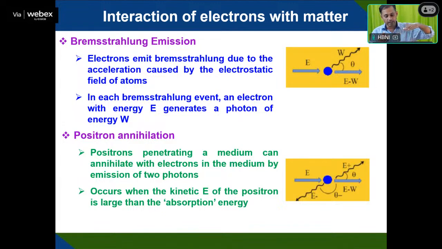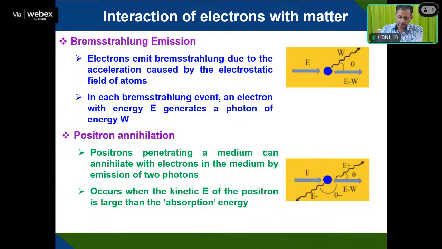Because of that acceleration, the electron migrating through the nucleus slows down step by step, and its acceleration decreases. Because of that, you will see some background radiation called Bremsstrahlung radiation or Bremsstrahlung emission. In each Bremsstrahlung event, the energy E generates a photon of energy W. Because of the radiation, it loses W energy at each step.